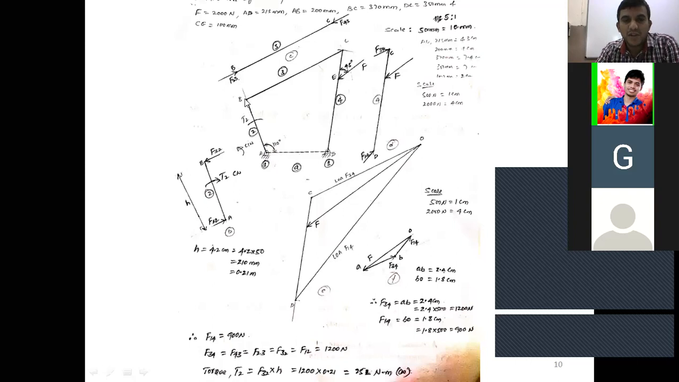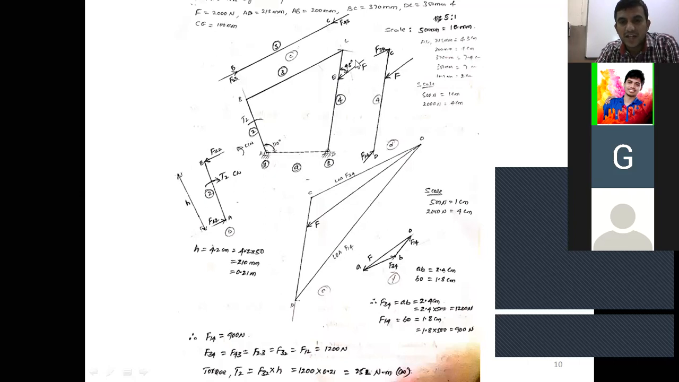From point B, draw an arc of 370 mm, converted into scale 7.4 cm radius. From point D, DC is equal to 350 mm, converted into scale 7 cm, and draw one more arc with D as the center. The intersection point will give C, then join BC and CD. Now we get the space diagram for the four bar mechanism.